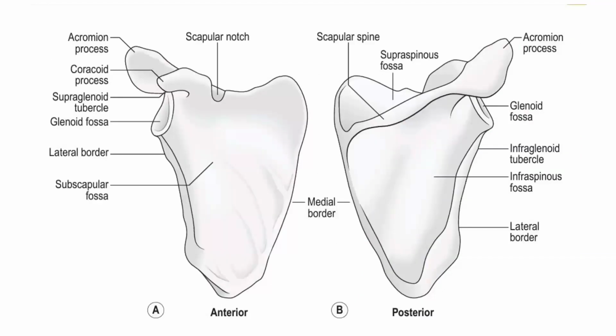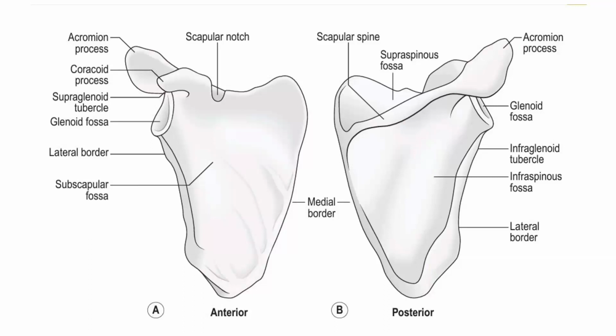So this is the osteology of the scapula. Figure A is the anterior view and figure B is the posterior view. Parts of the scapula are the blade or the body, which articulates with the thorax. And then there's a spine of the scapula posteriorly. The spine divides the scapula into a supraspinous fossa and an infraspinous fossa above and below, which contain the muscles supraspinatus above and infraspinatus below.